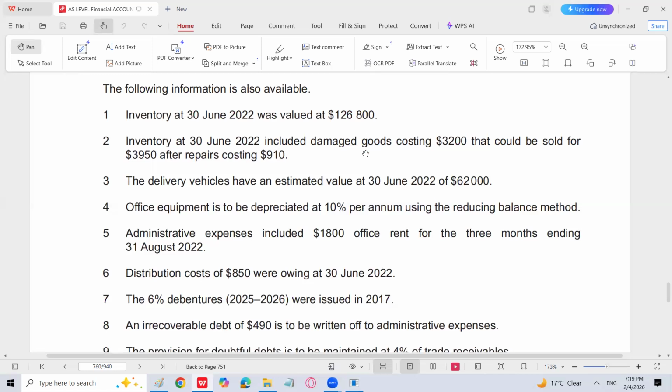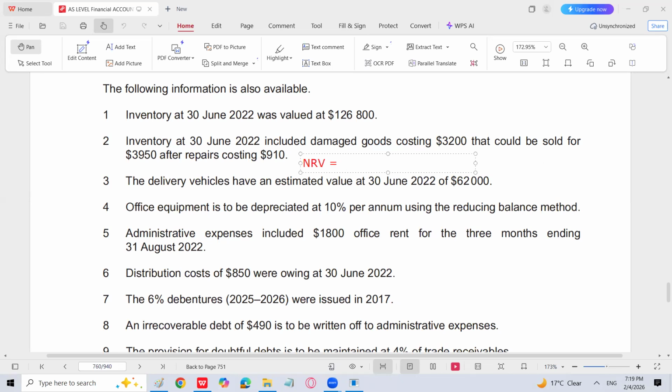Inventory at 30th June included damaged goods costing 3200 that could be sold for 3950 after repairing cost of 910. You should know that inventory is valued at cost or NRV, whichever is less. So what is NRV? How are you going to calculate it? The goods can be sold for 3950 minus the repair cost 910. That is going to be known as NRV, net realizable value.